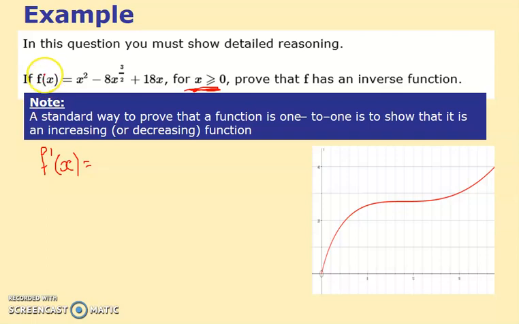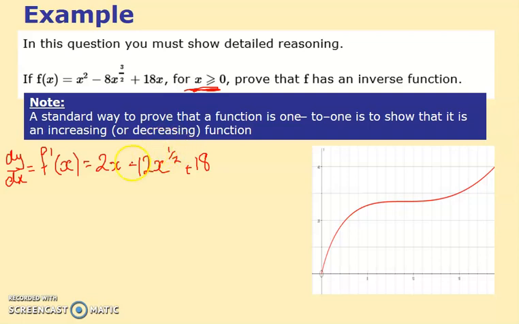Now notice this is not the inverse function. This is different. This is like dy by dx. And if I differentiate, I get 2x. Remember, I'll bring the power down and multiply: 3 over 2 times 8 is 12. So that's minus 12, drop down the power to the half, plus 18. And I need to show that this dy by dx, this f dash of x, is increasing or decreasing.